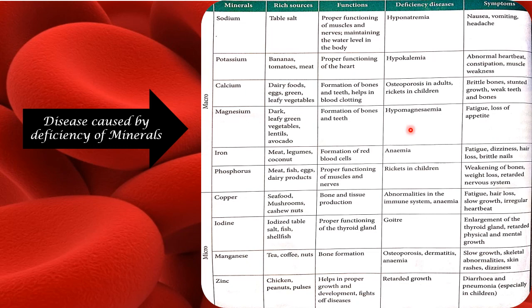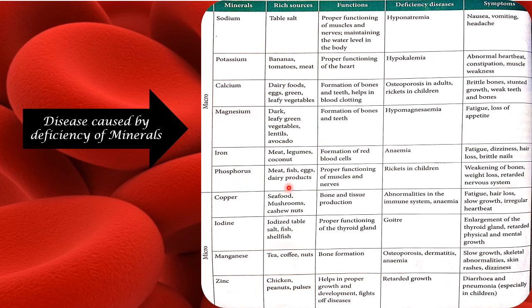Magnesium, and the deficiency disease here is called hypomagnesemia. The symptoms seen here are fatigue, loss of appetite. Then the next mineral, iron, which helps in the formation of red blood cells. Likewise, it is very easy to identify. The condition is called anemia, and this was already discussed. Fatigue, dizziness, loss of hair, brittle nails, all these are symptoms of the lack of iron in our body.